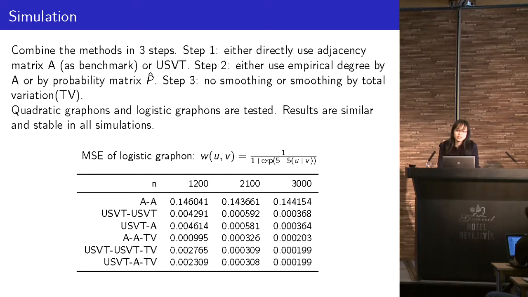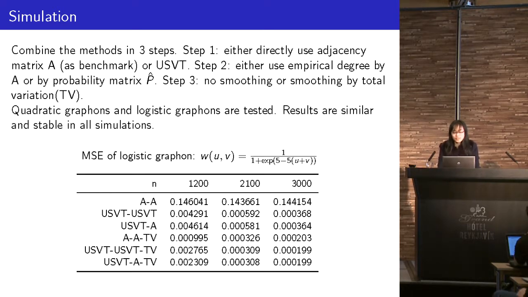So here is the simulation result that we test for the quadratic graphon and the logistic graphon. We basically test different combinations of methods in each step. For example, in step one, we consider either directly using the adjacency matrix A or using the USVT method proposed by Chatterjee. In step two, we consider using the empirical degree by A and by the probability matrix P hat. And in step three, we consider either smoothing or no smoothing. And the results are shown for the different combinations.